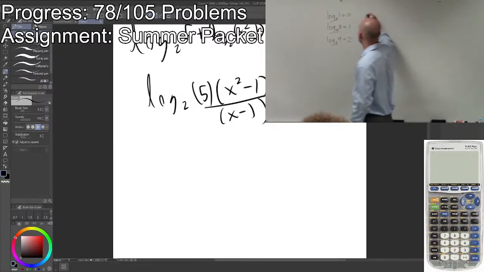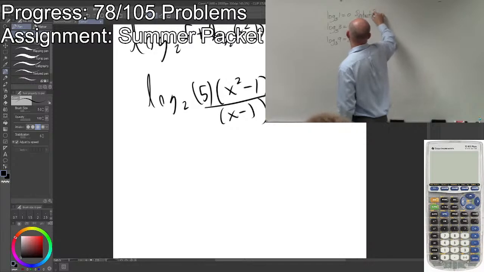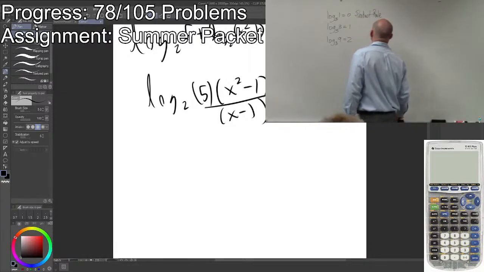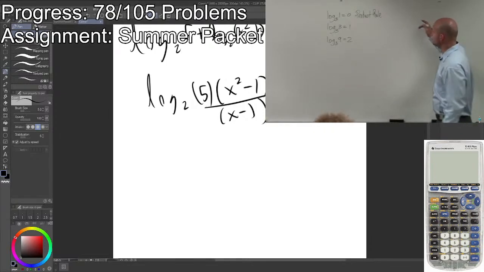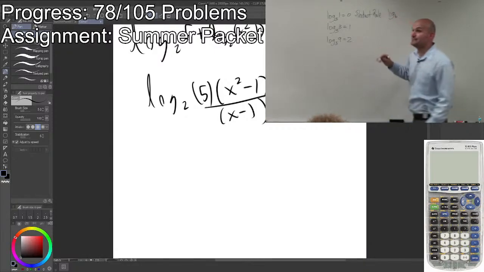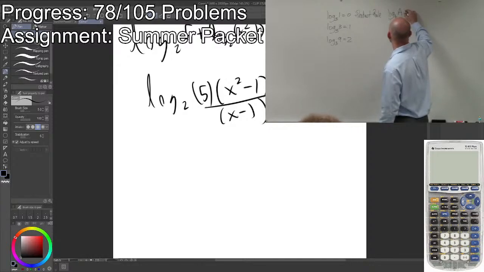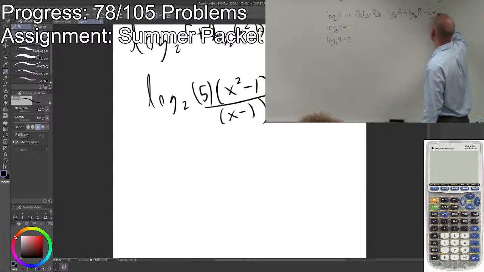Okay. So there's a couple rules that we were taught in Algebra 2, but we're going to go back over them. The first rule is the product rule. Basically, the product rule states that if you have a logarithm for any base, that means it could even be a natural logarithm, of a value a plus the logarithm of the same base of b, then that's equal to one single logarithm of that same base of the product of a and b.